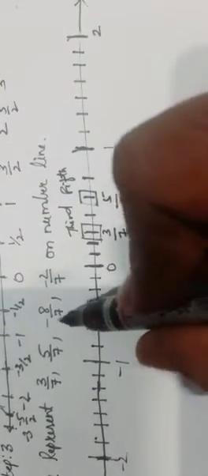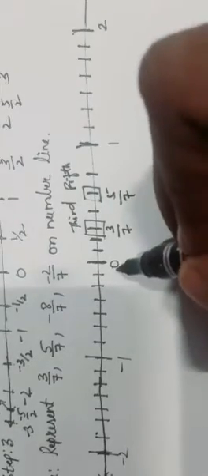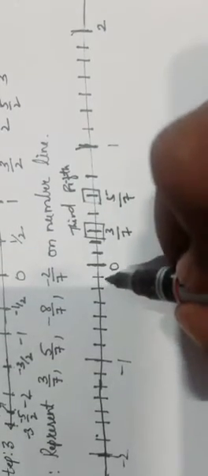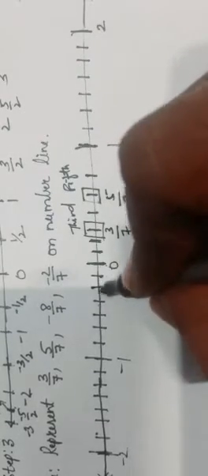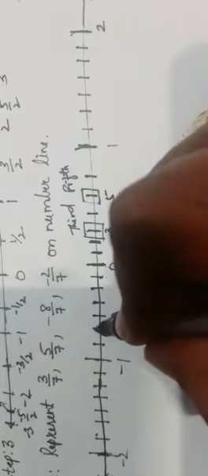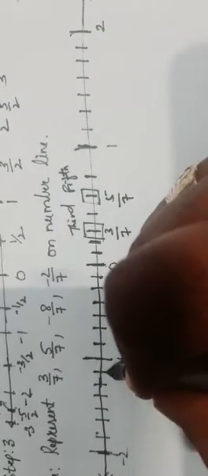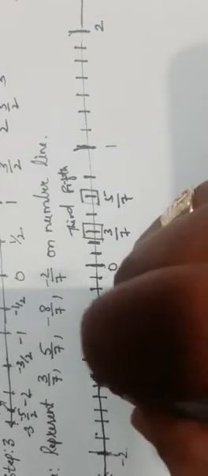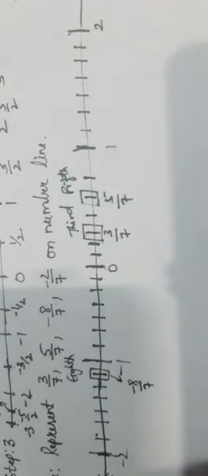Then we have minus 8 by 7. Where is minus 8 by 7, children? To the left of 0. So we have to count after 0 totally 8 divisions. 1, 2, 3, 4, 5, 6, 7. Then the 8th one is after minus 1. So this will be the 8th mark, and this is minus 8 by 7.